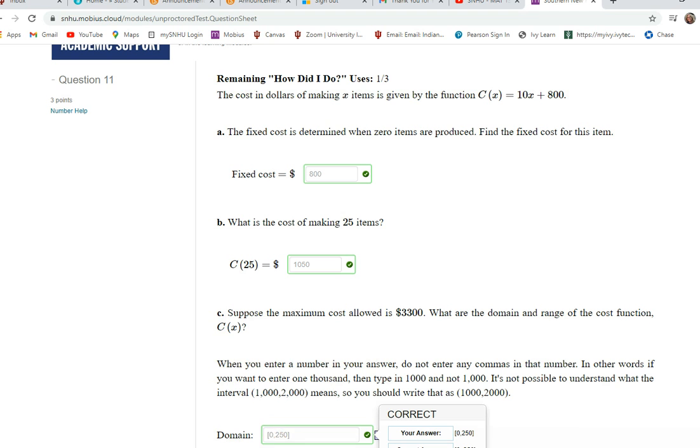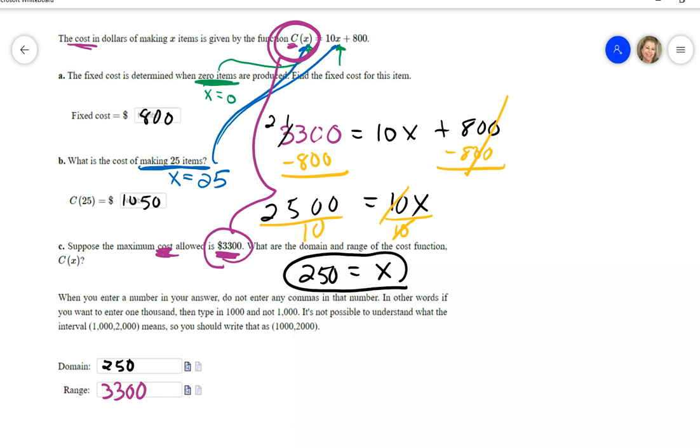The domain can go from making 0 items up to a maximum of 250 because the maximum of 250 coincides with the maximum cost, meaning they can't spend any more than 3,300. So the most items that you can produce, whatever it is they're making, is 250 of them. But you can't have negative items, so the smallest number would be 0. So on my domain here, I would start at 0 and go up to 250, and you have to use brackets to include that. If you were to use parentheses, it would not be including it.